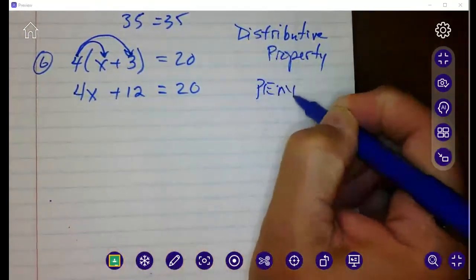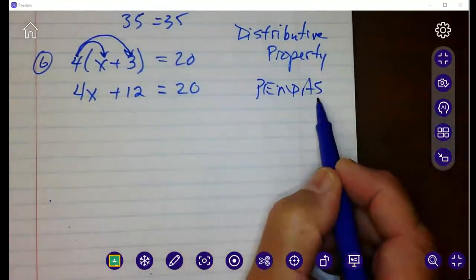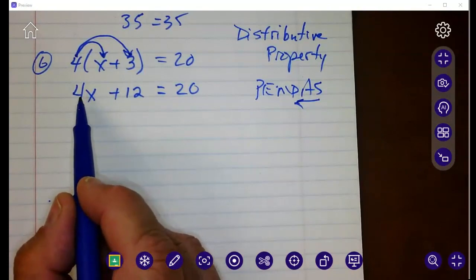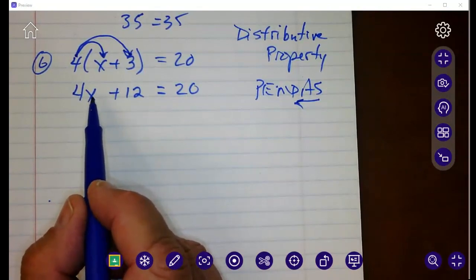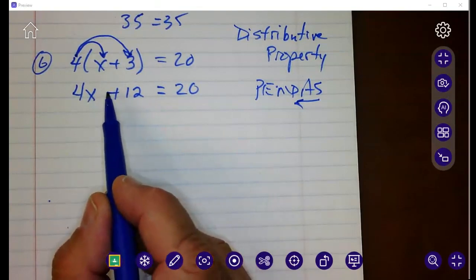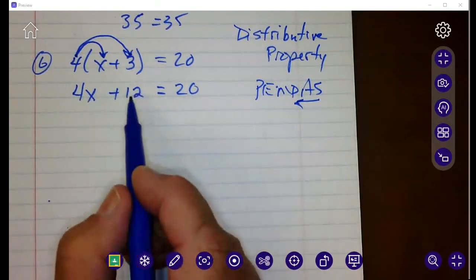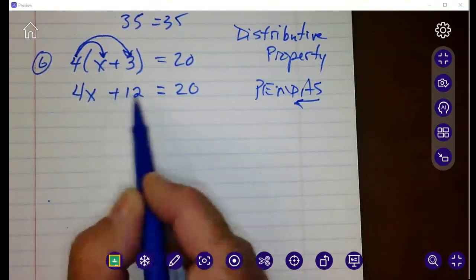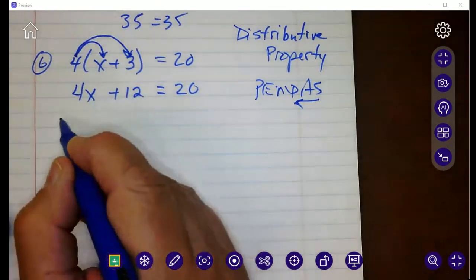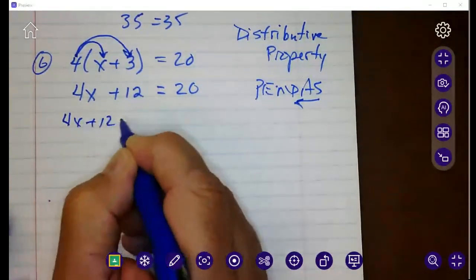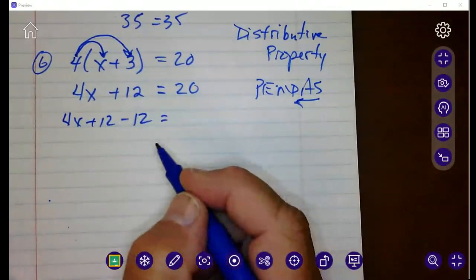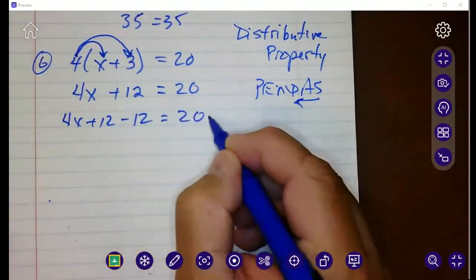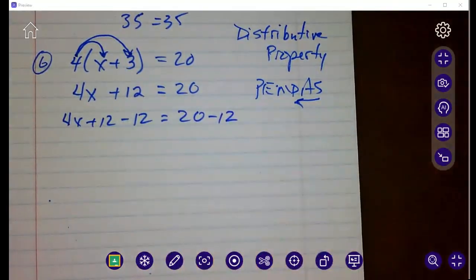Please excuse my dear Aunt Sally. And we work backwards. So I look at the x. I have a 4 that's being multiplied by the x. And I have a 12 that's being added to the x. I need to undo the 12 first. I need to get rid of this plus 12 on the left. So the way I do that is I subtract 12. If I subtract 12 on the left, I must subtract 12 on the right.